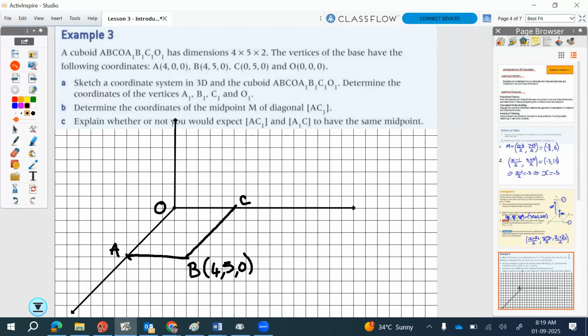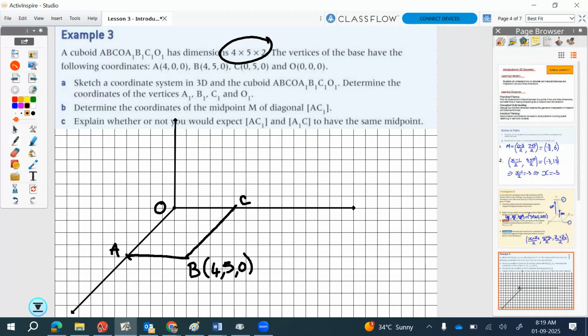So now we have to do the coordinates A1, B1, which are mirror images of this rectangle. So we have to take this rectangle and we're going to mirror it upwards in this direction. It doesn't tell us the coordinates of anything on the top, but we can work it out from this part here: that the cuboid has the dimensions 4, 5, 2.